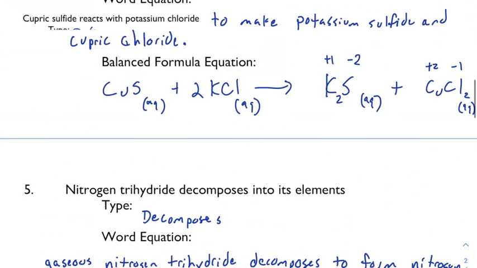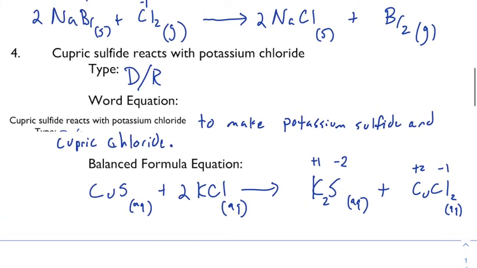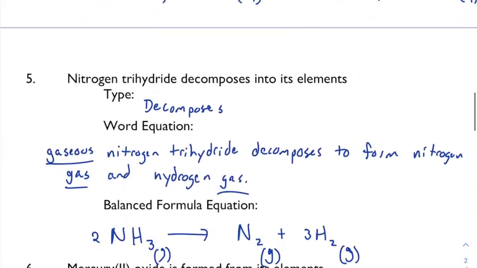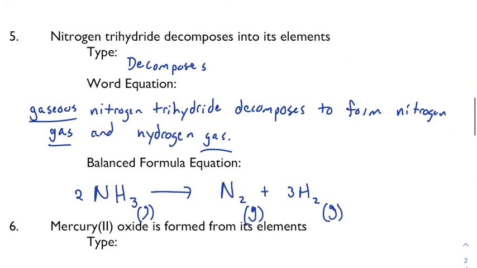but not the previous one? And you know what? You're right. If we wrote this with the proper states of matter, it would be aqueous cupric sulfide reacts with aqueous potassium chloride to make aqueous potassium sulfide and cupric chloride dissolved in water. Because remember, dissolved in water means aqueous. Okay? So you're right. We do want to include the states of matter if we have them in the word equation.